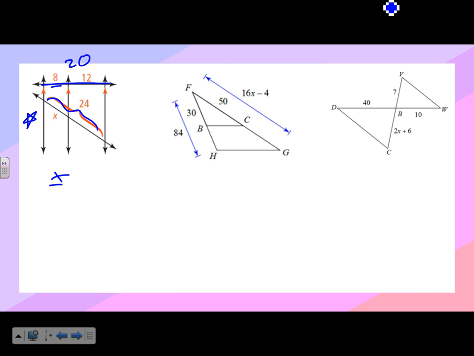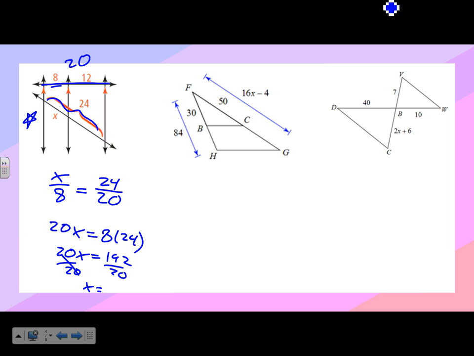So we have x over 8 is equal to 20 on the bottom and 24. And cross multiply from here. So we have 20x is equal to 8 times 24. So that's 20x is equal to 192. Divide both sides by 20. x is equal to 9.6.